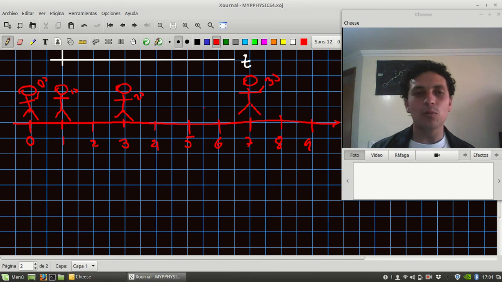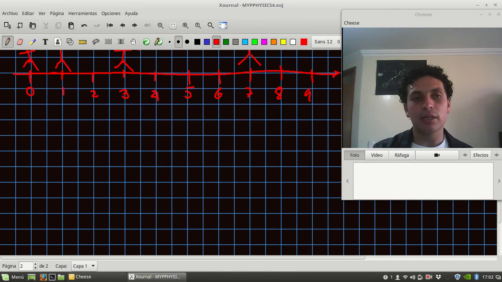Okay, notice that we're increasing the distance through time. So now it's not a steady speed, because if it's a steady speed, it's the same distance in the same time. But in this case, we don't have the same distance in the same time. Let's see how the graph looks.